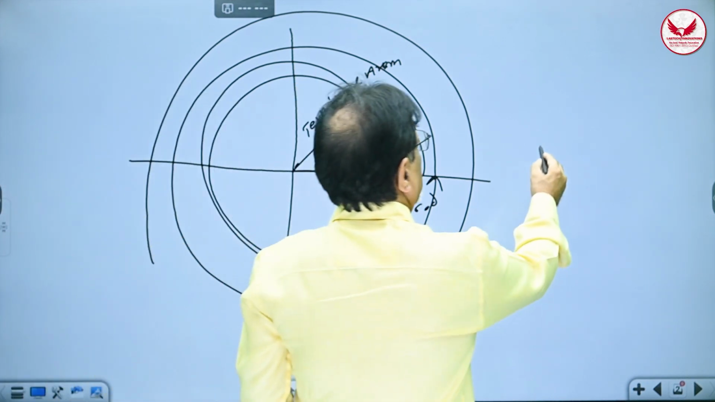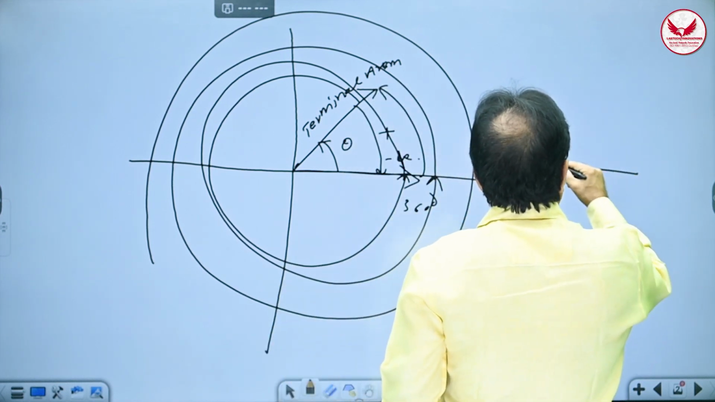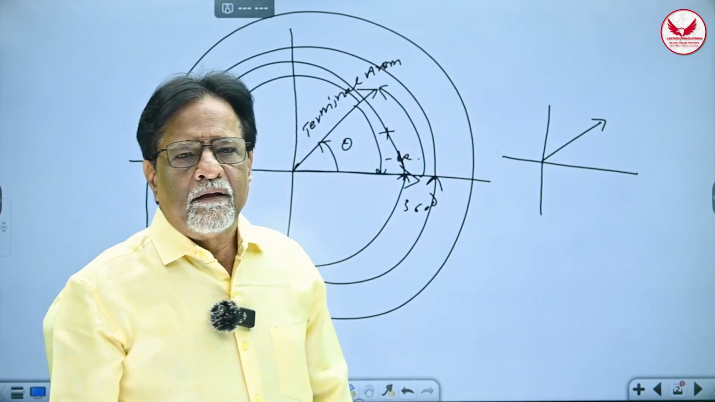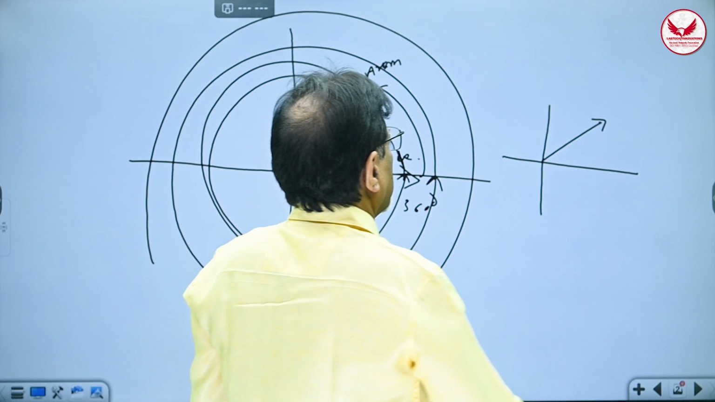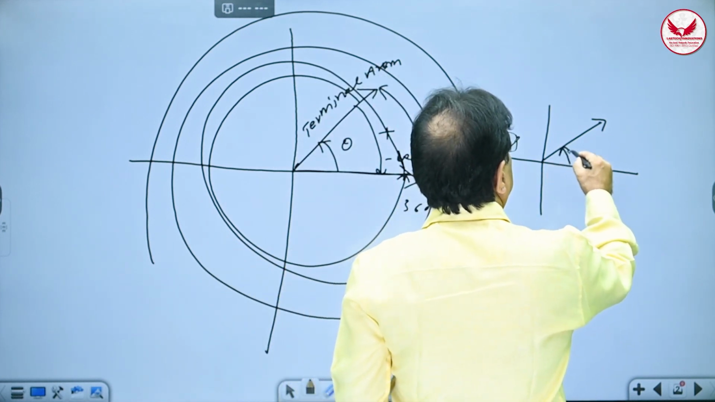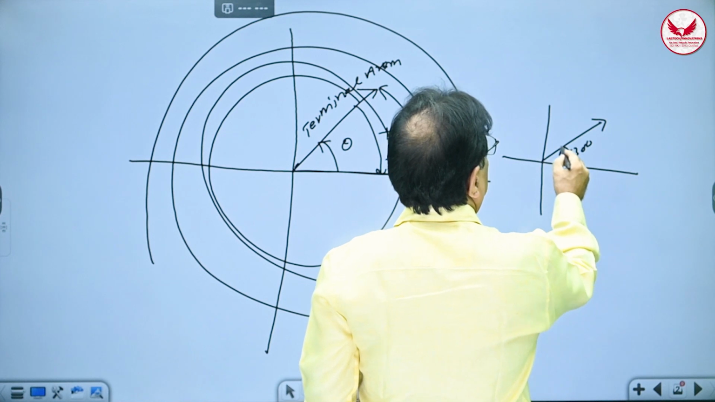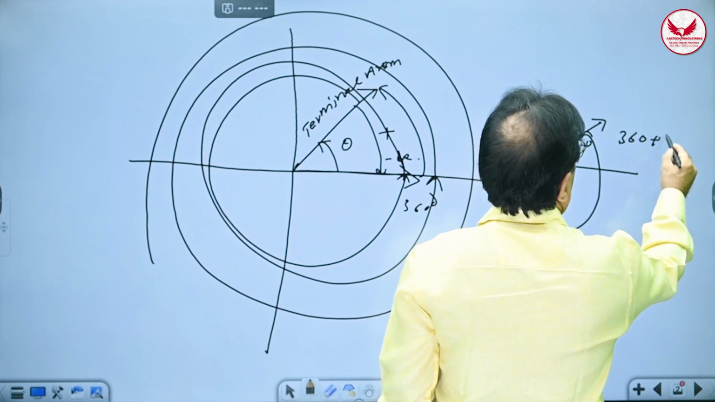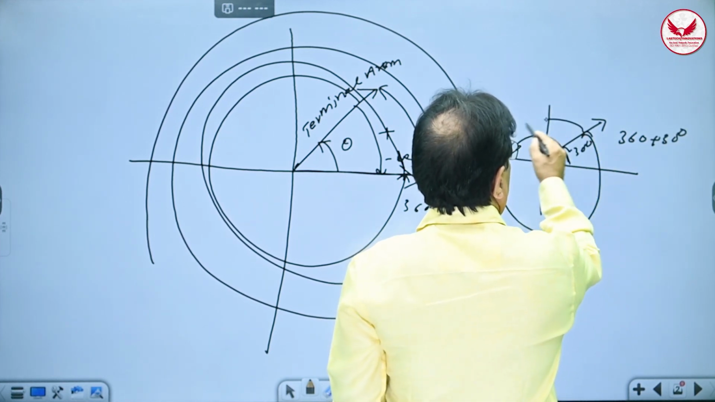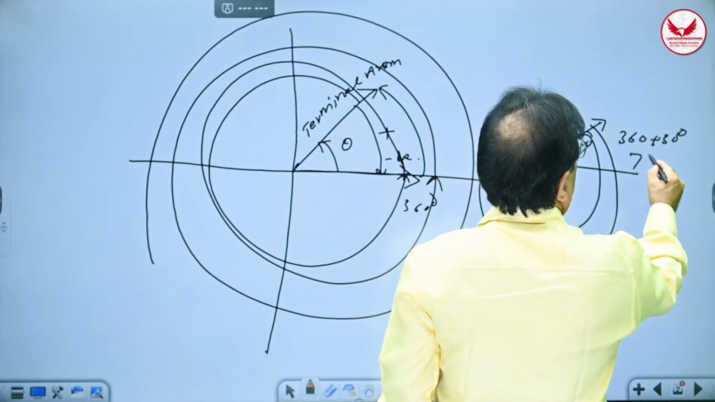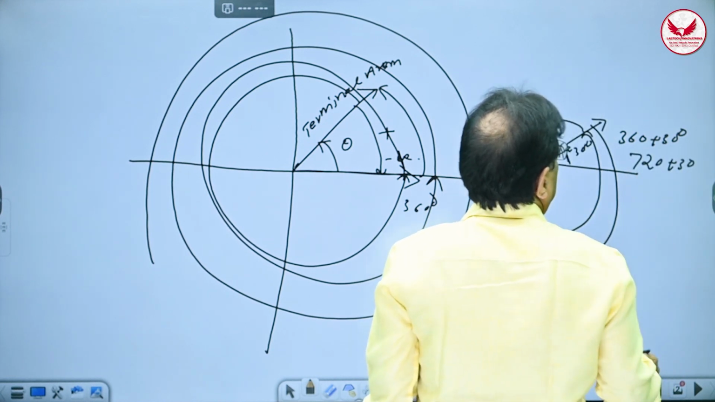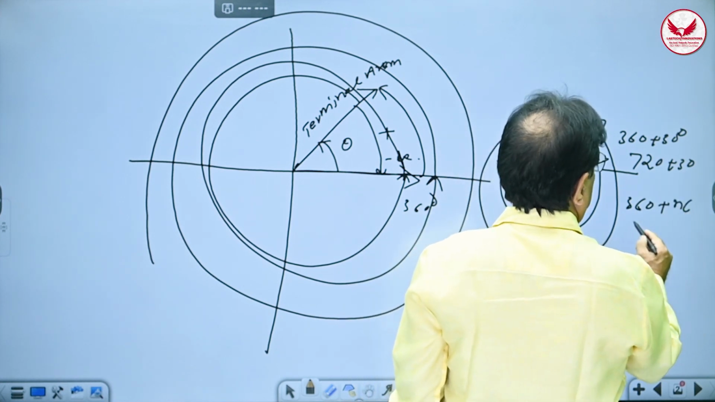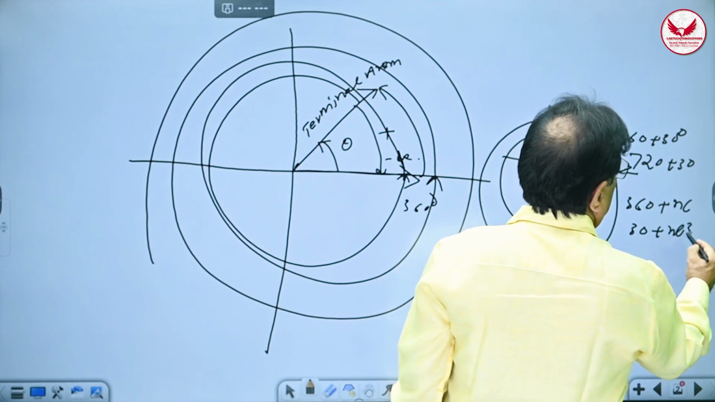So, the basic problem which arises is that, if you find that terminal arm is here, then how much is this angle? There is no unique answer to this question. It could be, for example, 30 degrees. Or, after it has completed one rotation, it might have come here. In that case, it will be 360 plus 30 degrees. Or it has completed two rotations and come here. So it is 720 plus 30 degrees. In other words, it could be 30 degrees plus n times 360 degrees.